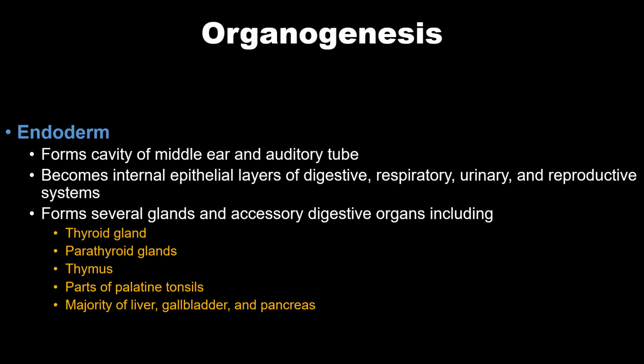And with the endoderm, this is the internal epithelial layers of the digestive, respiratory, urinary, and reproductive systems. It also forms the cavity of the middle ear and the auditory tube. You have several glands and accessory organs, including the thyroid gland, parathyroid gland, thymus, parts of the palatine tonsils, and the majority of the liver, gallbladder, and pancreas, all springing from this primitive endoderm.